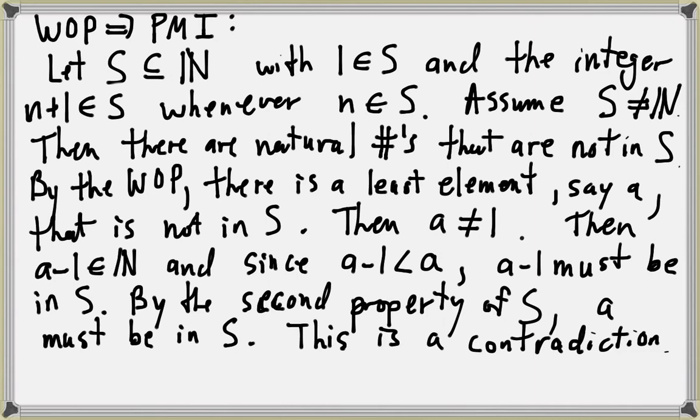Therefore, our original assumption that S does not equal the natural numbers must have been false. So we've just shown that the well-ordering principle implies the principle of mathematical induction. Now I'm going to prove that the principle of mathematical induction implies the well-ordering principle. So let's assume that the principle of mathematical induction holds for all natural numbers.